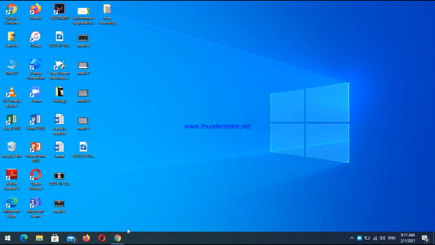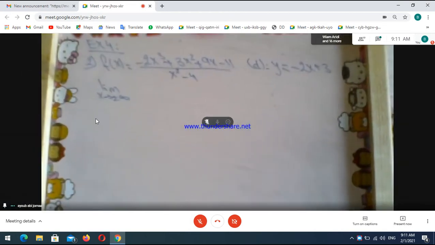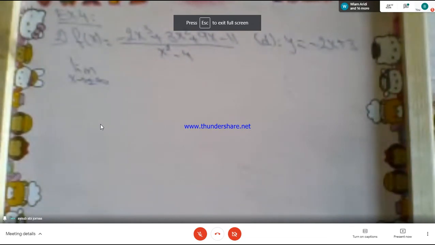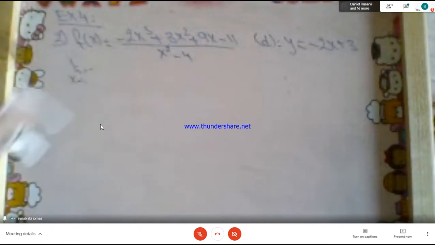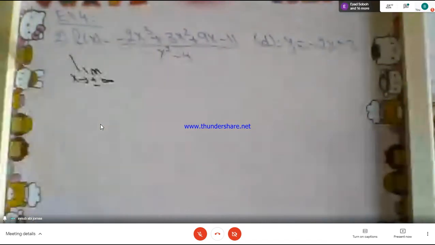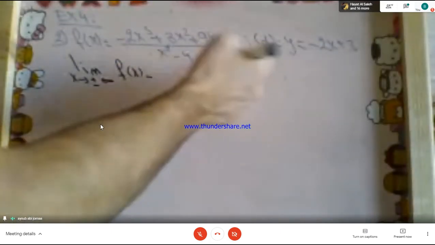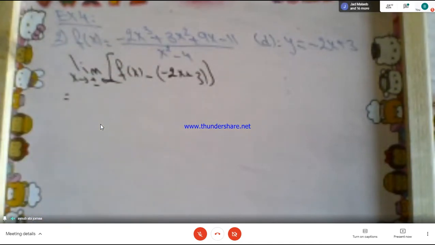Of x minus the equation of the line is equal to 0. Limit as x approaches positive or negative infinity of the function minus the line is equal to, step number 1, you replace f of x by its value.